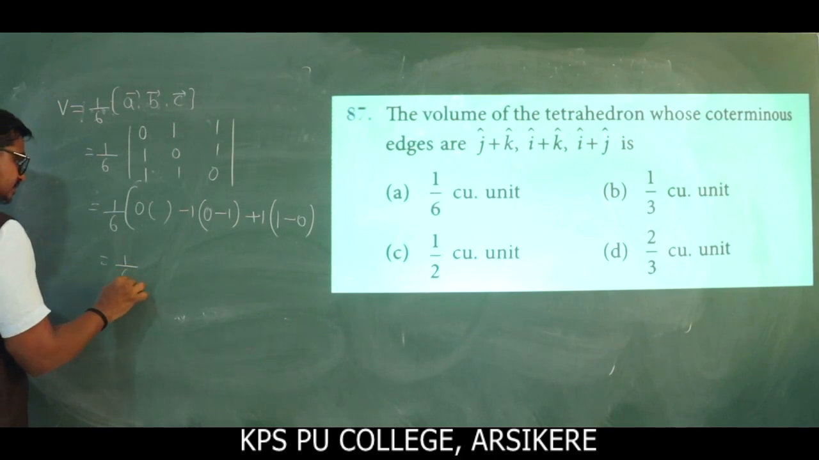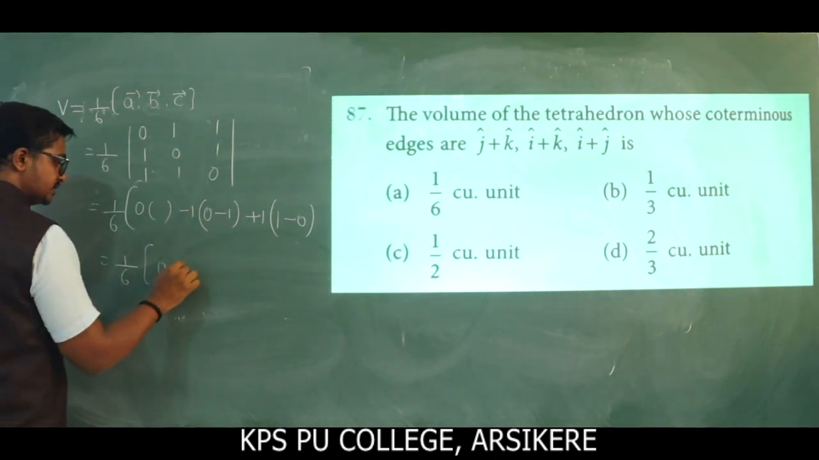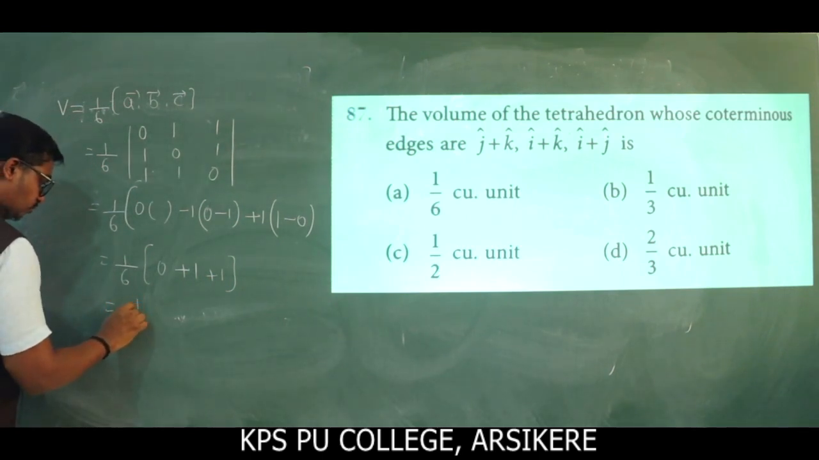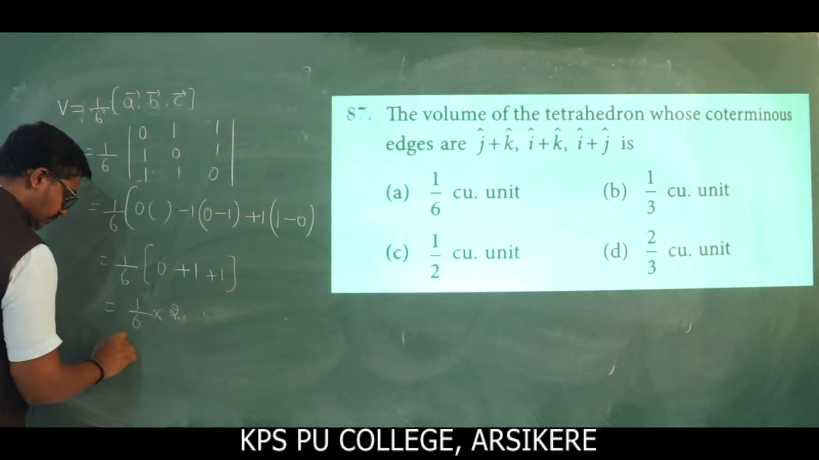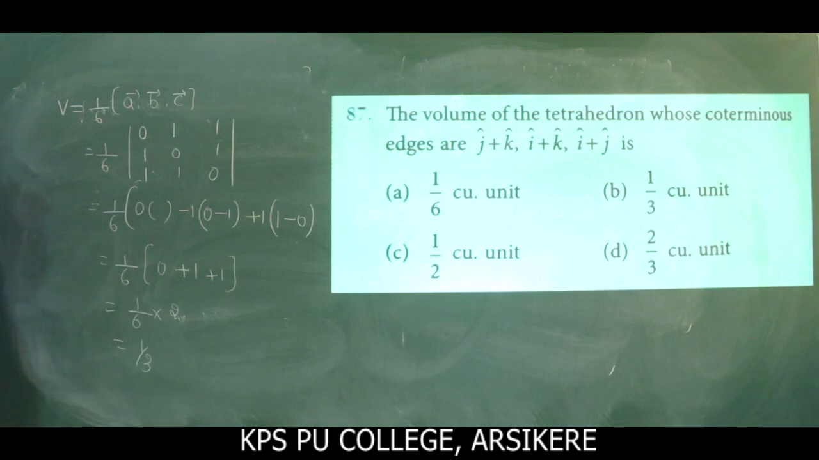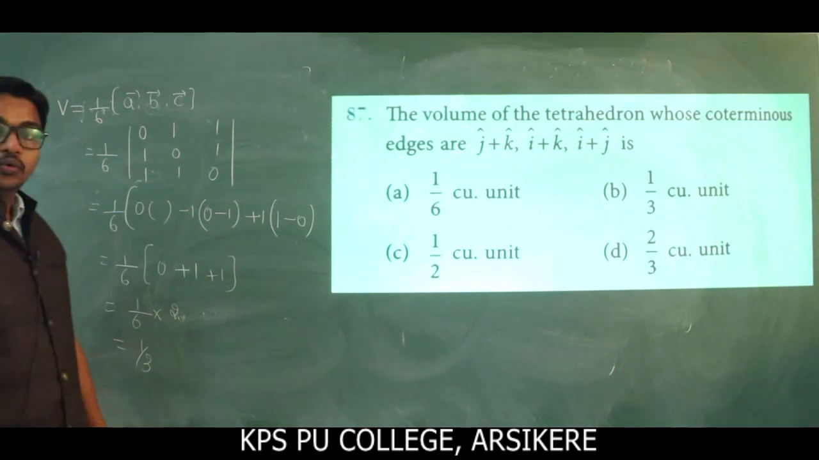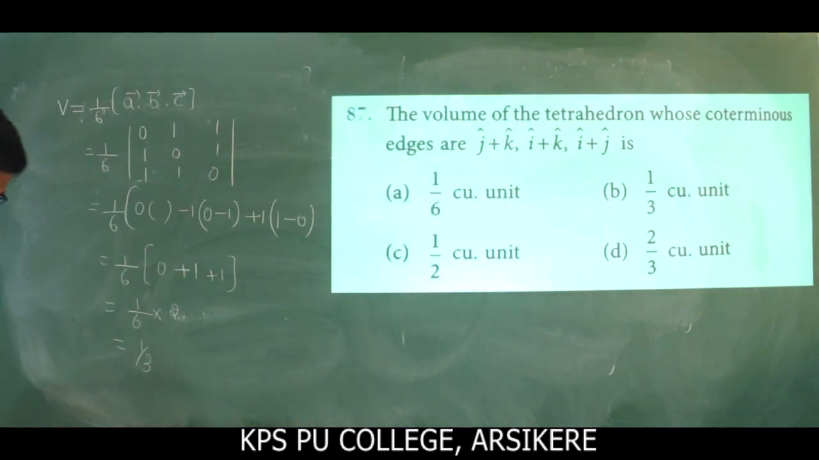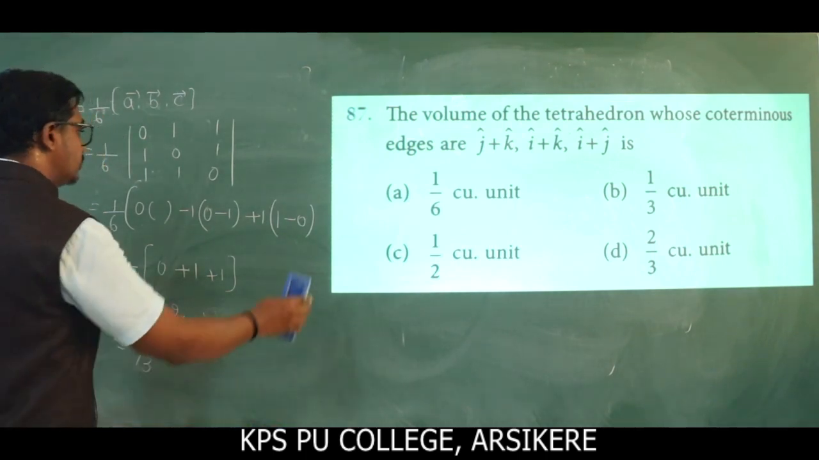This is 1/6 times, here we left 0. Minus into minus is plus 1 and here we have plus 1. This is 1 divided by 6 into 2, that becomes 1/3 cubic unit. Therefore, the volume of the given tetrahedron is 1/3 cubic unit. Take a pause and note down. Now dear students, we are moving to the next question.